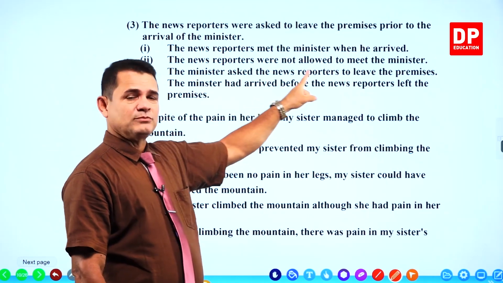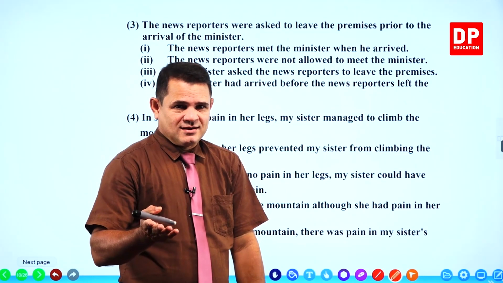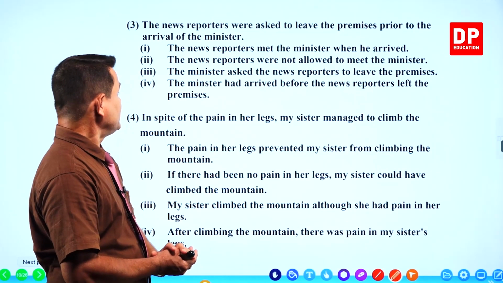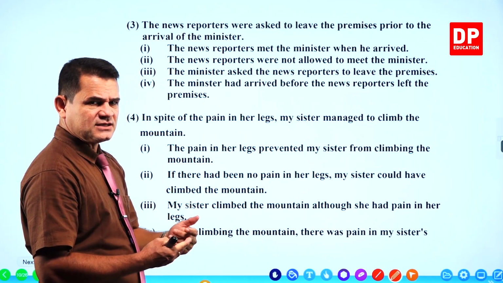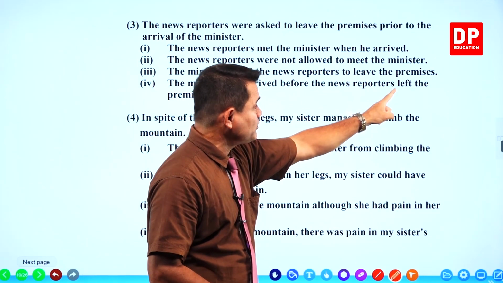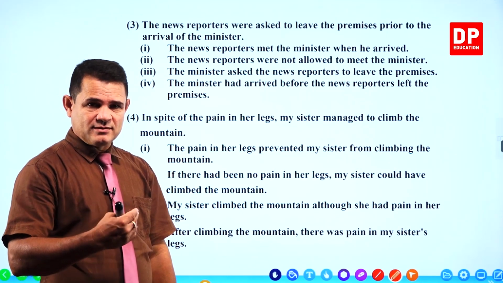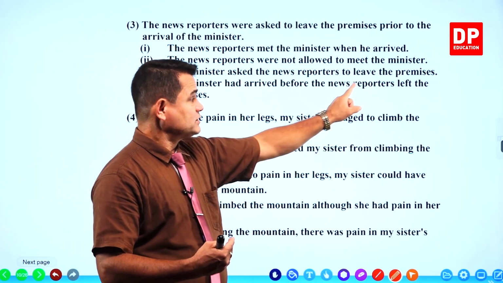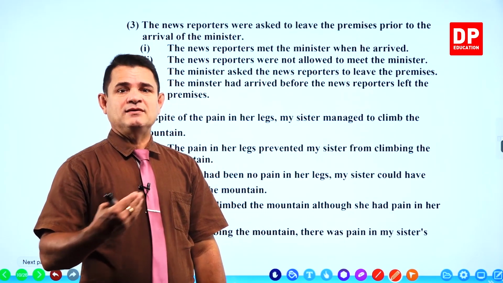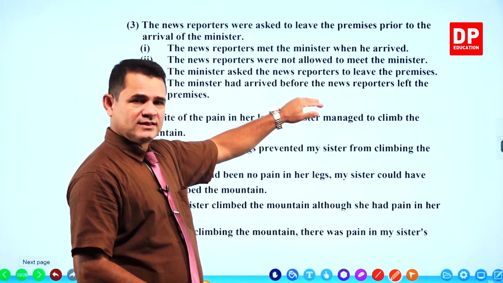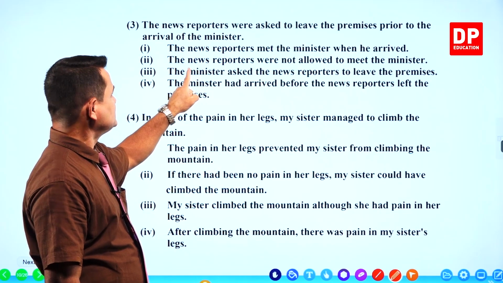The minister asked the news reporters to leave the premises. The minister did not say that. So it's very clear now. Next one, the minister had arrived before the news reporters left the premises. Before. Before what? The news reporters left the premises. That was not said either. So then it is very clear now which one tells us the same meaning.